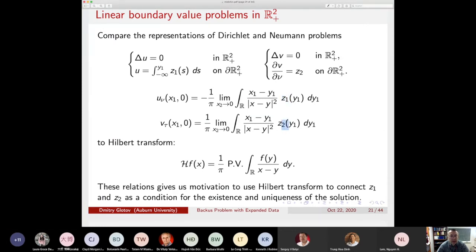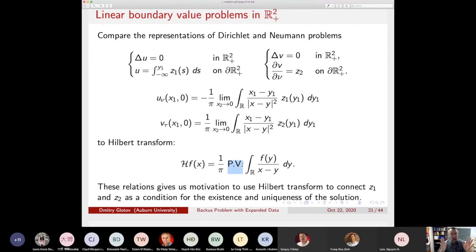So this leads us to the notion of the Hilbert transform. This is the transform of a function f obtained by integrating f against 1 over x minus y. In this case, x and y are both points on the real line. As written, this integral is not defined. So to make sense out of this, we define this integral in the principal value sense.